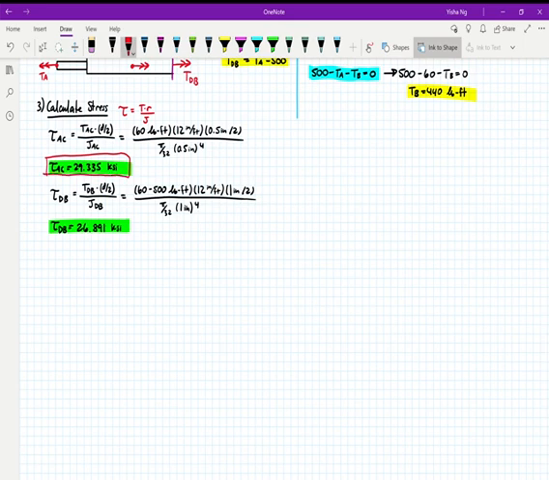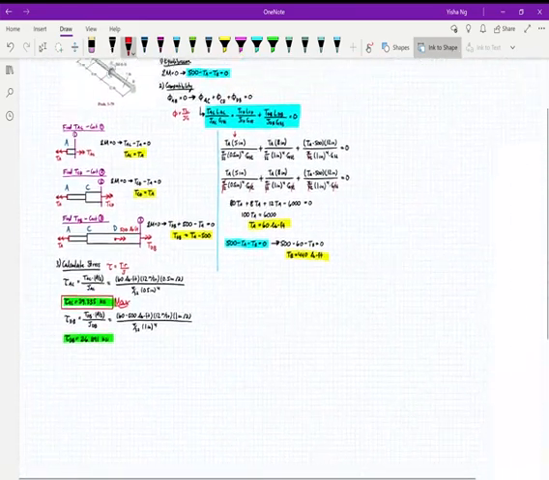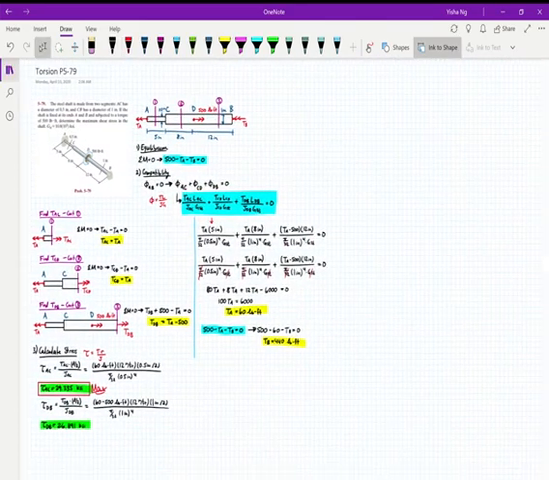So ultimately, we're going to say that this is our maximum shear stress, is that TAC is equal to 29.3 KSI. All right, that's problem 1.